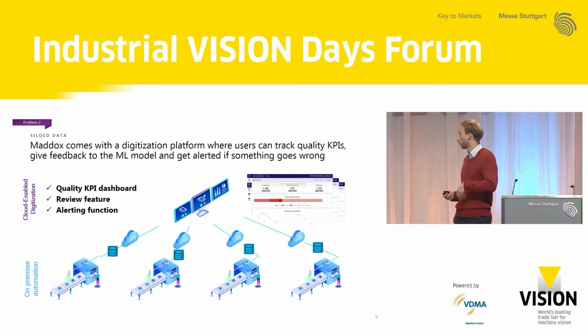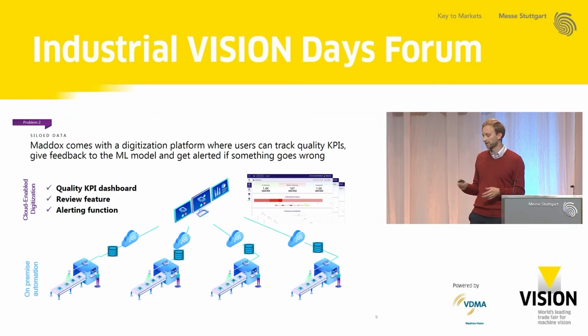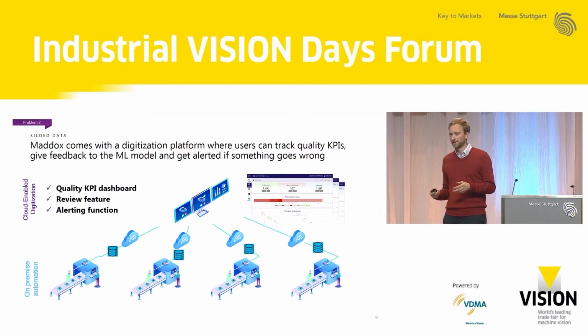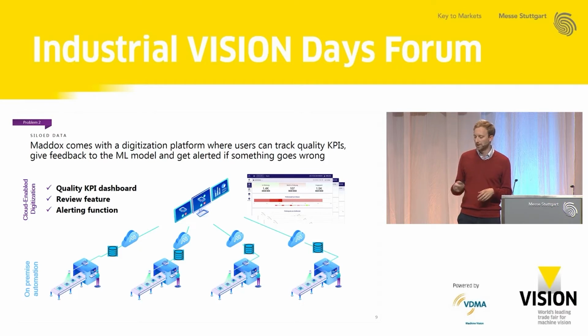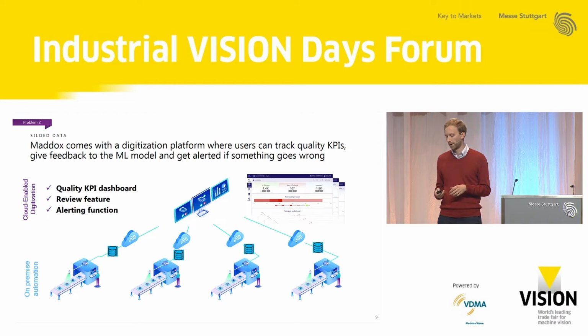So what we have is a quality KPI dashboard, so you can see right away how I did production-wise, quality-wise, how many defects I produced, what kind of defects I produced. I have a review feature, so I can review every single model decision. And I also have an alerting function. So let's say there's too much scrap being produced at one of the machines, then I want to know about it. So the shop floor manager ideally should get a text message or an email or something, so that he or she can take care of the problem right away.